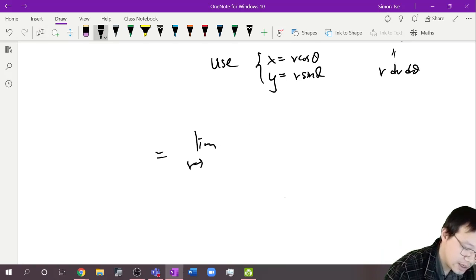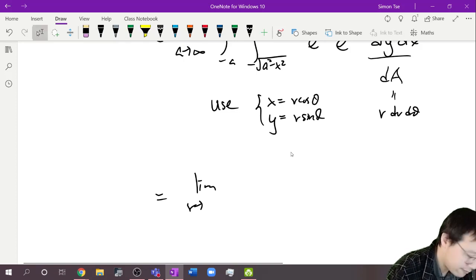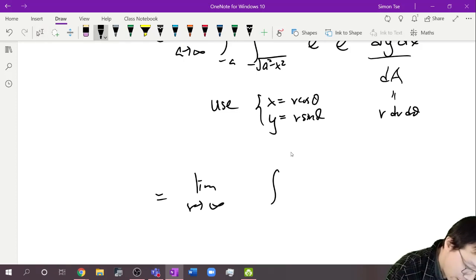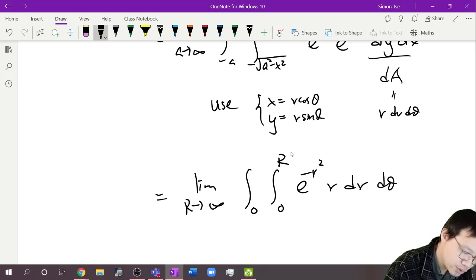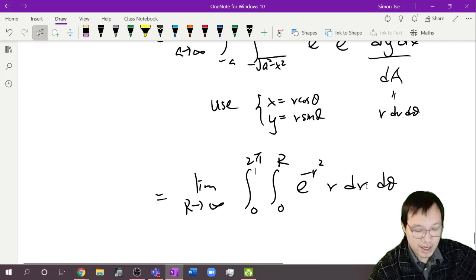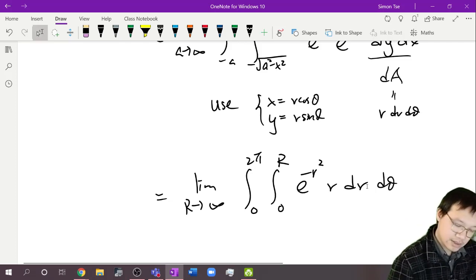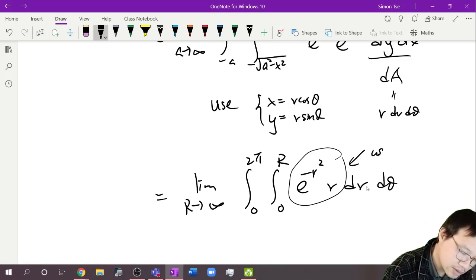The limit from a becomes the limit as r goes to infinity, and then you're integrating r from, let me call that big R, r from 0 to capital R, and then you have this e to the power minus r squared r dr. And the outer integral is the full circle, 0 to 2 pi. And now this suddenly becomes integrable because here you can use the usual substitution. Use u equals r squared.